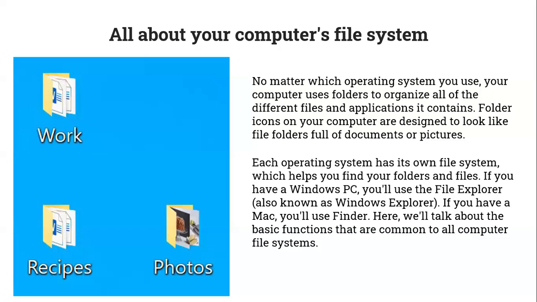Each operating system has its own file system, which helps you to find your folders and files. If you have a Windows PC, you will use the File Explorer, also known as Windows Explorer. If you have a Mac, you will use the Finder. So for Windows, we call it File Explorer. But if you are using a Mac, it's called Finder.